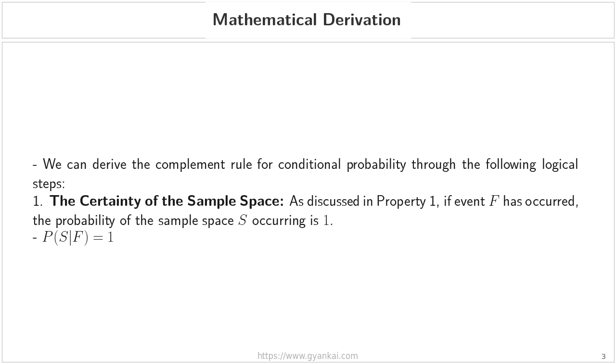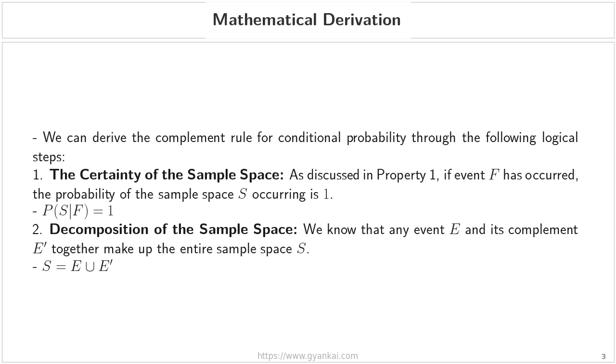First, let's start with the certainty of our sample space. As we touched upon in Property 1, once we are given that event F has already occurred, we are no longer looking at the entire universe of possibilities, but only at the outcomes within F. Therefore, the probability of the entire sample space, S, occurring, given that F has occurred, is equal to 1. In notation, that is, the probability of S given F equals 1.